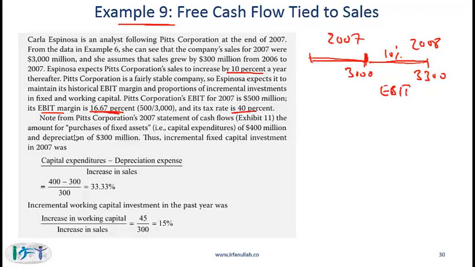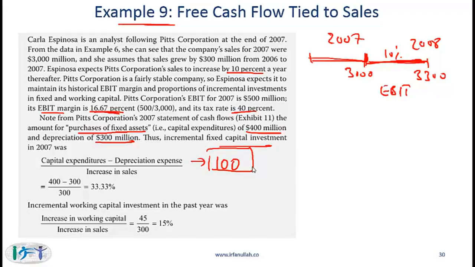The amount for purchases of fixed assets was 400 million and the depreciation was 300 million. So the incremental expense on fixed capital is 100. And now you are looking at this as a percentage of sales. So note that sales went up by 300.